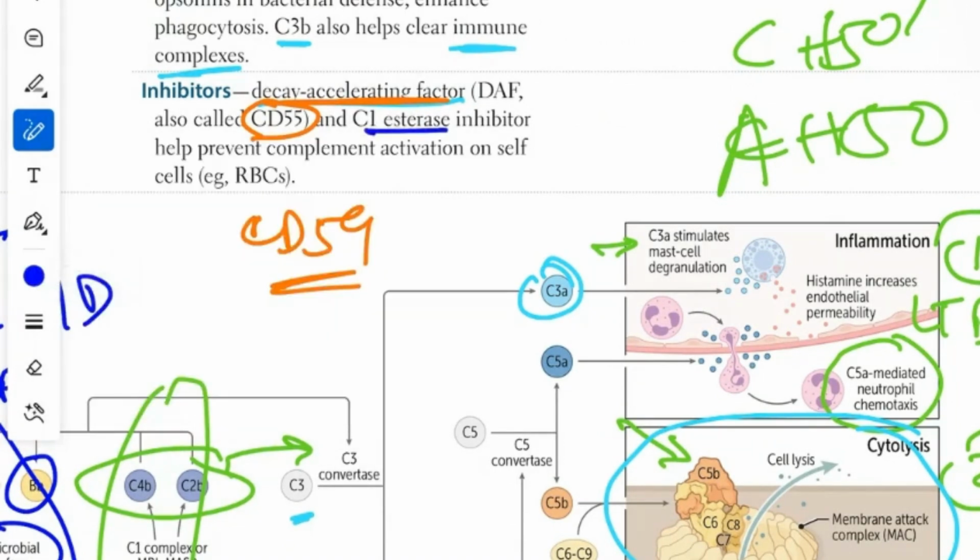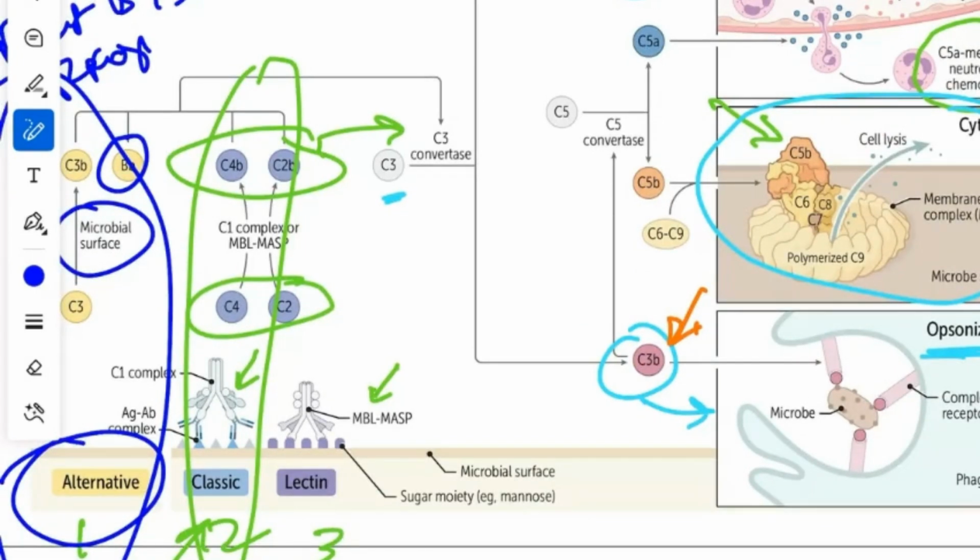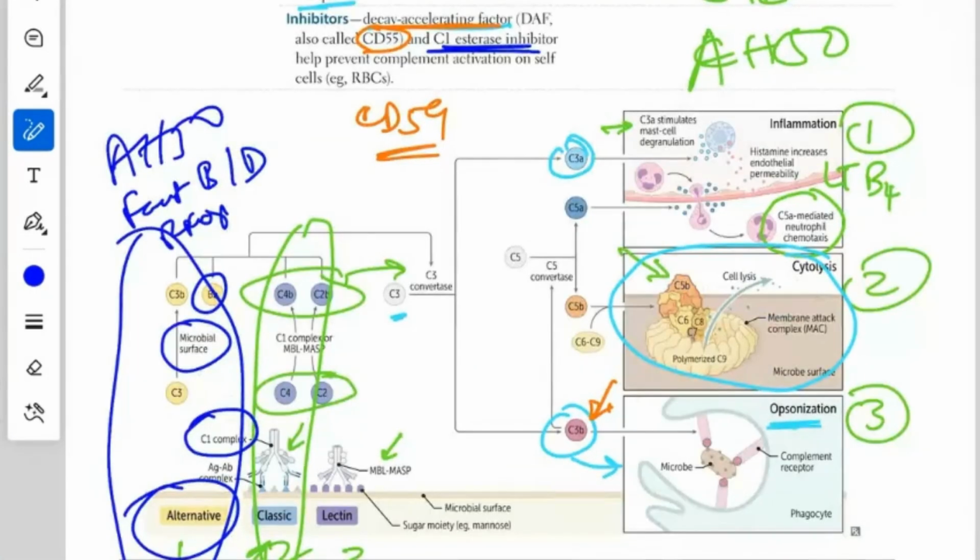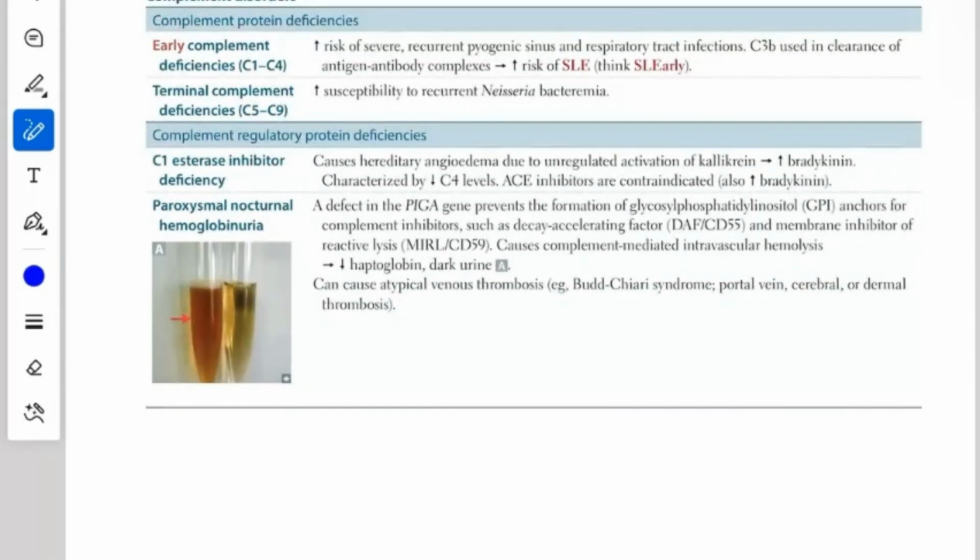And then there's the C1 esterase inhibitor, which also helps. This one particularly blocks the C1 complex. So those are the inhibitors: CD59, CD55, C1 esterase inhibitor. Moving on, what are the disorders of the complement system? There are two main disorders. One is where you have deficiencies of any of the members of the complement system. Number two is a disorder involving the inhibitors of the complement system.